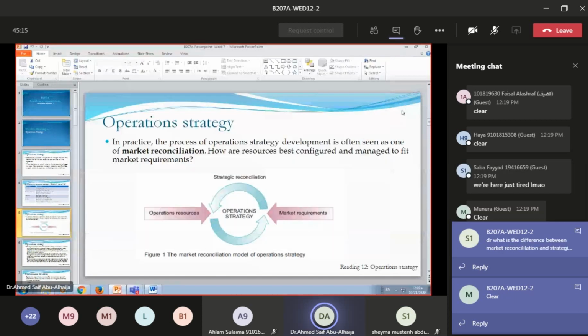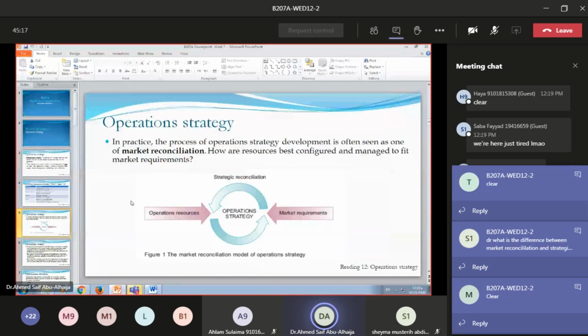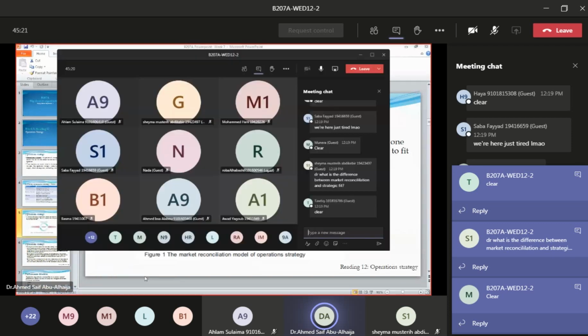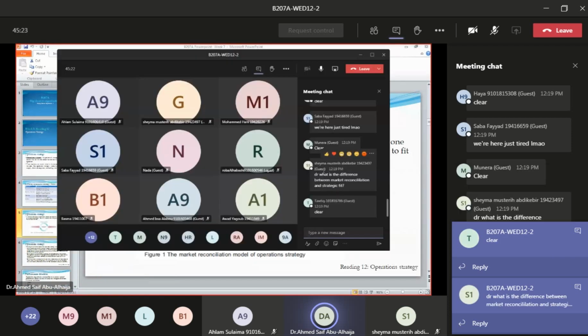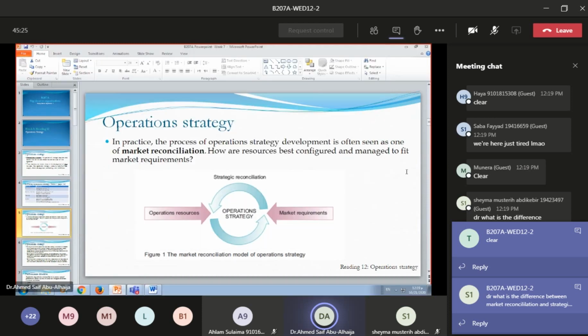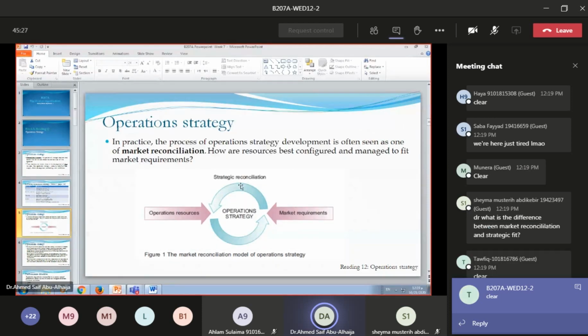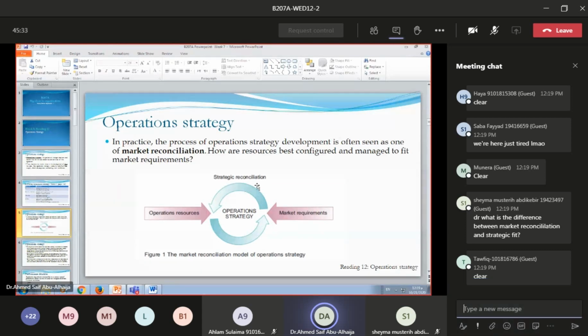Now, actually, somebody asked a question, right? Take it as the same, yes, Shayma. No big difference. We are talking about the market reconciliation, which means it is a strategic management decision. So you can call it strategic reconciliation, no problem. You don't need to have more information now.